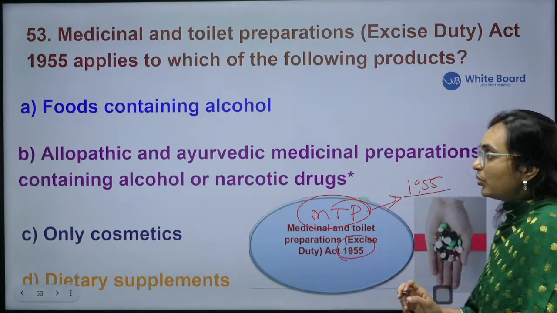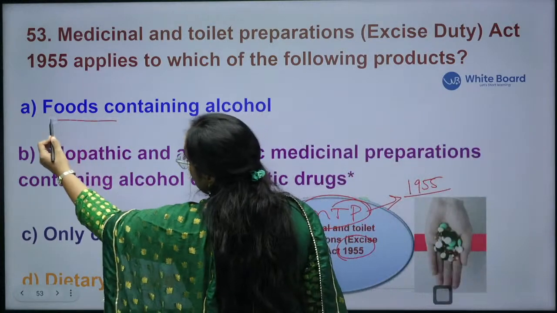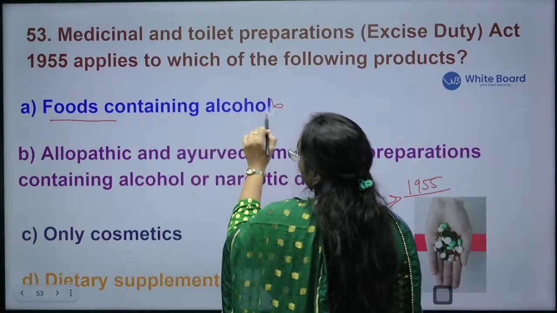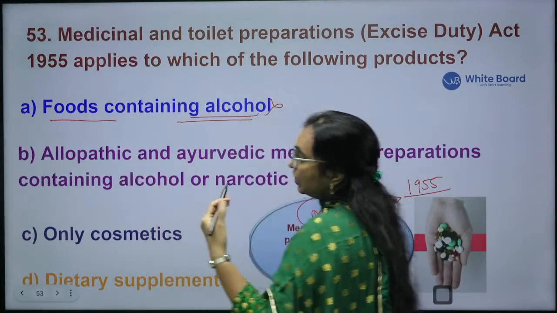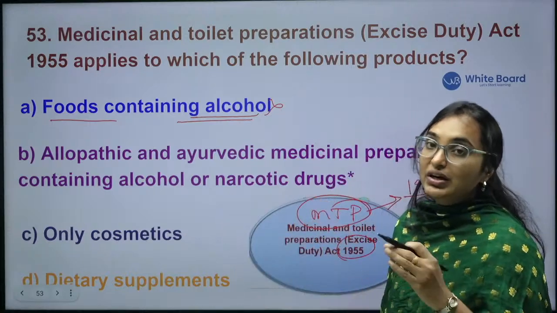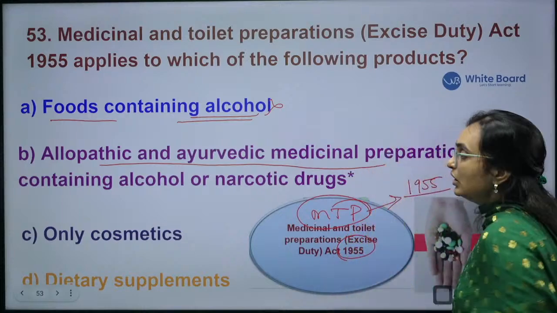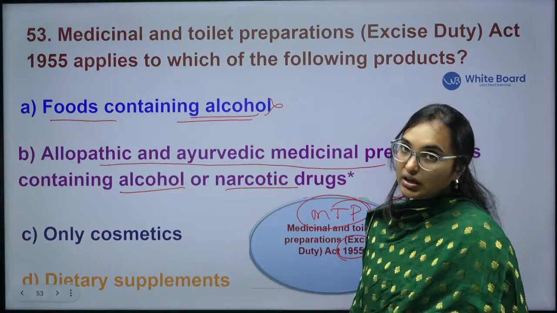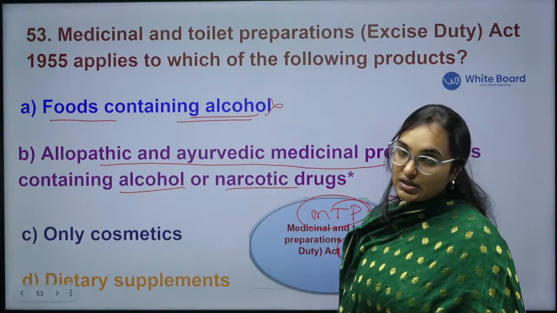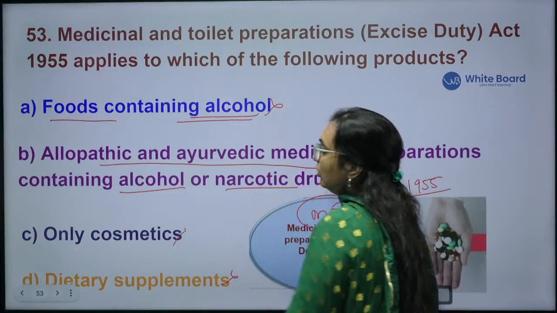Now let us see the options. It's not collecting excise duty on foods containing alcohol. It is excise duty collection on medicinal preparations. So allopathic and Ayurvedic medicinal preparations containing alcohol or narcotic drugs, if that is there, then they can collect the excise duty. Only cosmetics, dietary supplements, no. Answer is B.